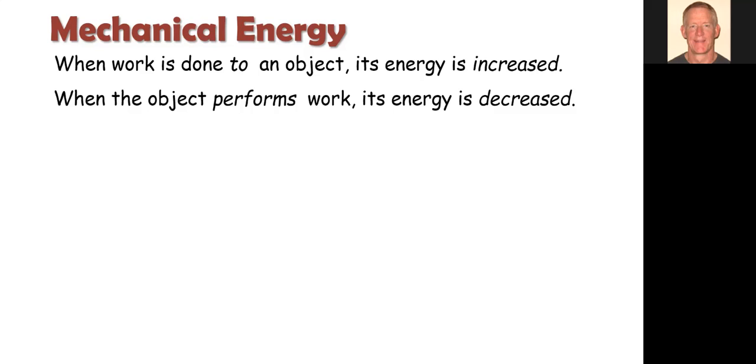When the object performs work, right? When the watch spring unwinds and turns the hands, when the bow is released and the arrow goes flying, and when the catapult's released and the basketball flies, right? The energy in the system is now decreased, because it's doing work to the object, right? To the watch hands, to the arrow, to the basketball.